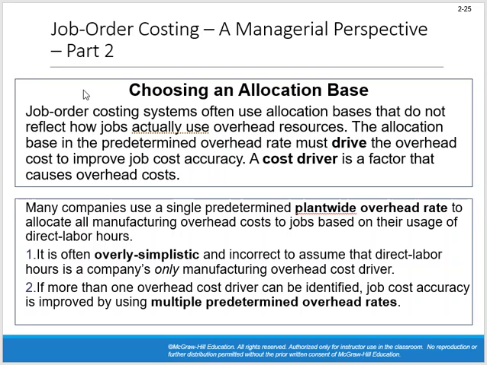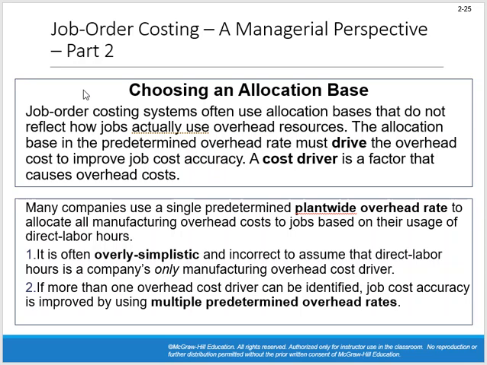Many companies use what we call a single predetermined plant-wide overhead rate to allocate all MOH to jobs based on their usage of direct labor hours. So that's what we just did for Pearco and again in the quick check. And that's somewhat common. It's probably the easiest version to do in terms of applying MOH.